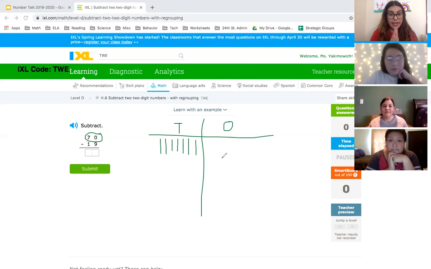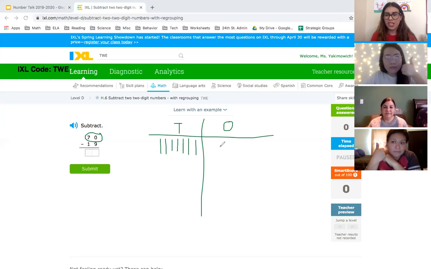Now I notice that I need to subtract 19, but I don't have anything in my ones place, so I'm not sure what to do. I'm a little stuck here because there's nothing in my ones place, but I have to subtract 9 from the ones place. So can anyone help me? Ms. Rosales, what should I do first? What you can do is take one of your 10 rods, which is composed of 10 units, and convert it back into 10 units.